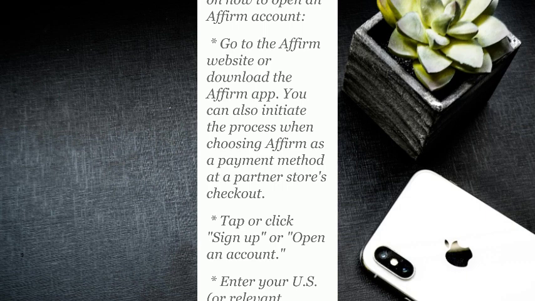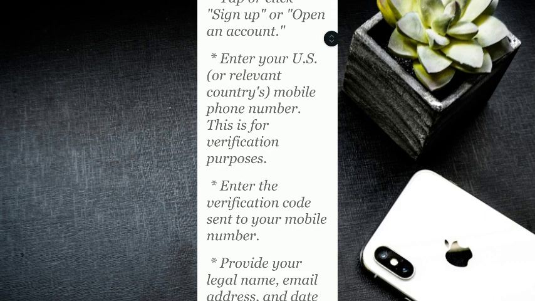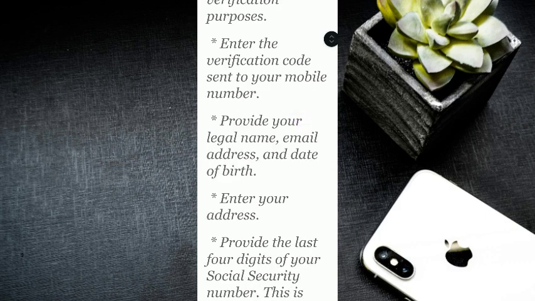You go to the Affirm website or you download the Affirm app from the Google Play Store or from the App Store. Next, once you've downloaded the app or gone to the website, you go to sign up or open an account, depending on the option you're given. And then you have to enter your US or relevant country's mobile phone number. This is for verification purposes. After that, you enter the verification code that will be sent to your mobile number.